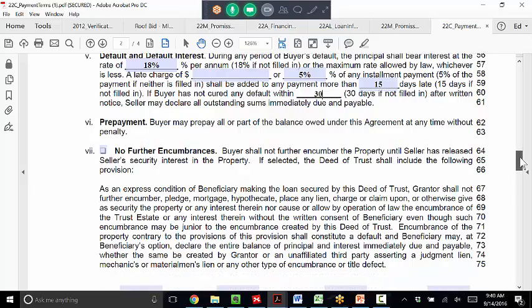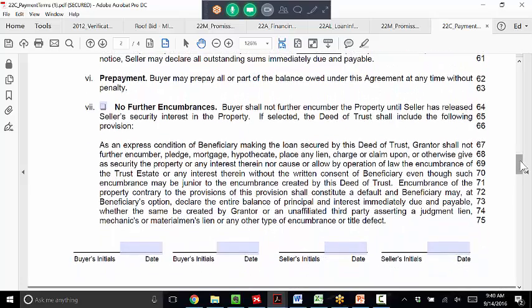Because remember, as the seller in this scenario, you're acting as the lender. So all of these provisions and protections treat you as a lender. All right, paragraph 6. Prepayment. Buyer may prepay all or part of the balance owed under this agreement at any time without penalty. Dodd-Frank, prepays are illegal. So this explicitly doesn't allow them. It prohibits them.